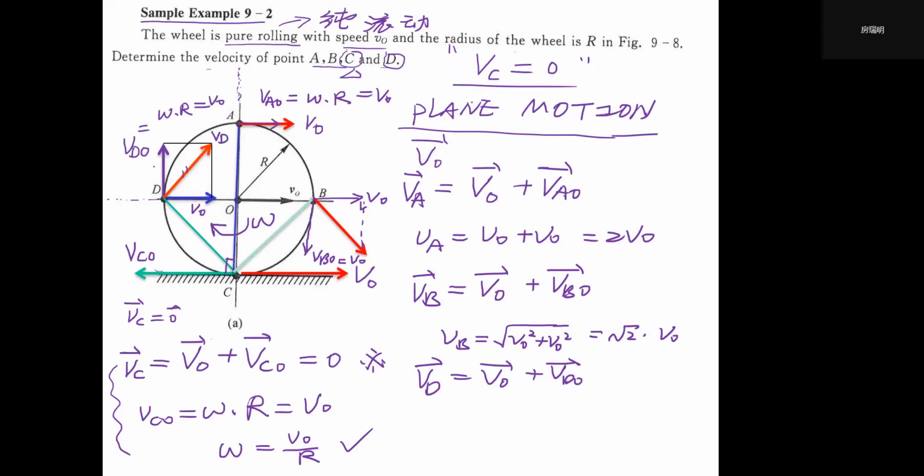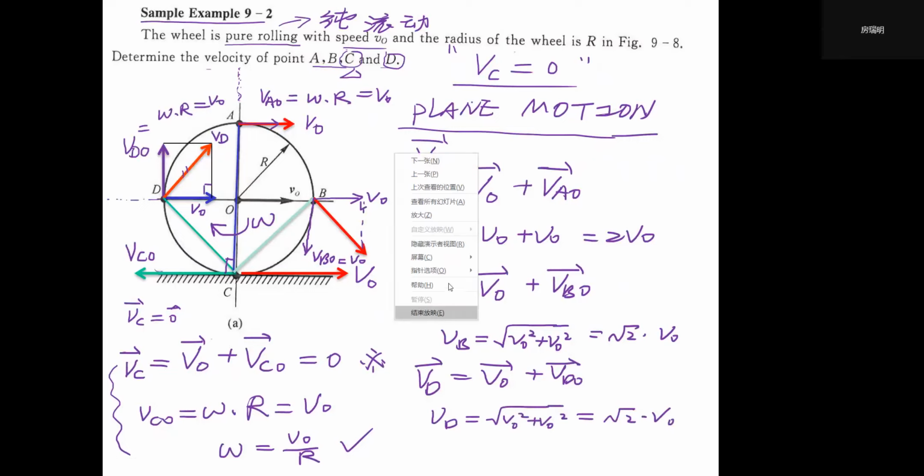So here we can move to here. We have another right triangle. So you can find, once again, the magnitude of VD will equal square root of V0 squared plus another V0 squared, also equal square root 2 V0. So that's the whole process by which we finish the analysis.